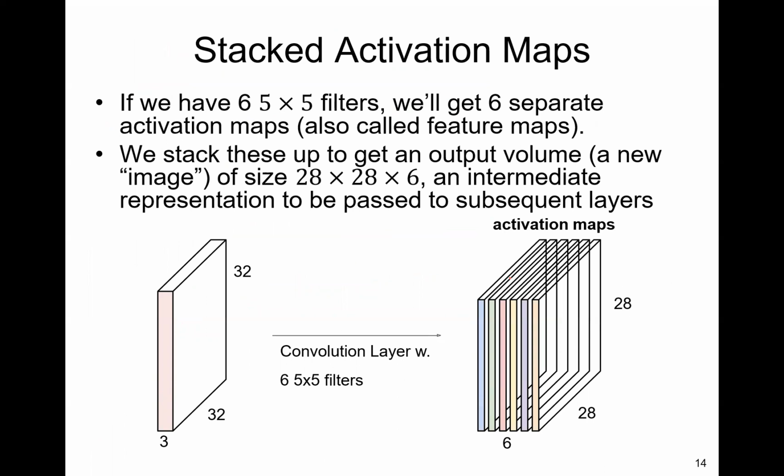So suppose you have 6 5 by 5 filters, then we'll get 6 separate activation maps, also called feature maps. We stack these up to get an output volume. You can view it as an image, but it's really intermediate feature maps of size 28 by 28, that's the spatial dimension, and by 6, that's the number of activation maps stacked together. So this is the intermediate representation to be passed on to subsequent layers for processing, just like the input image.